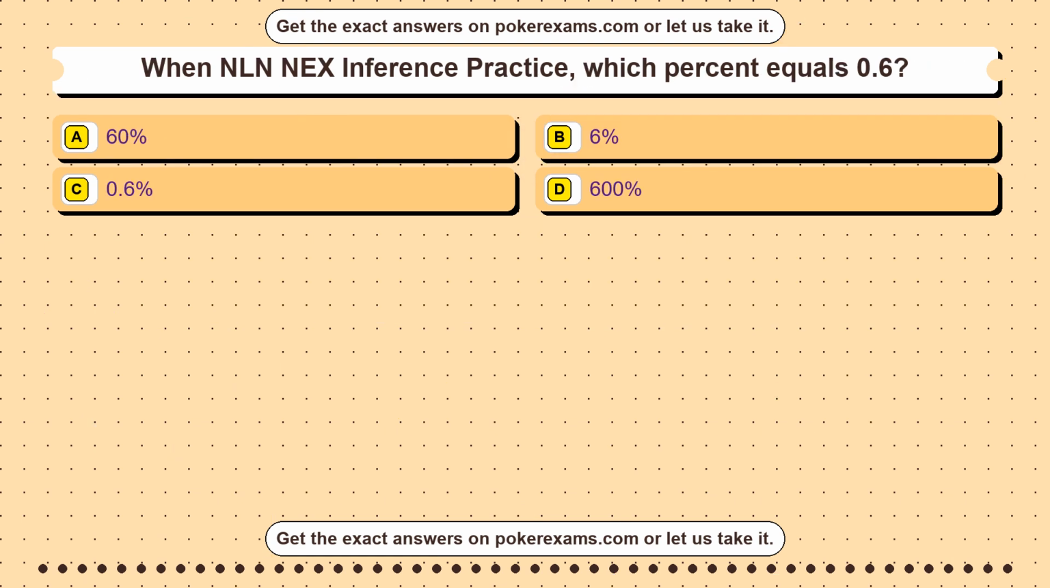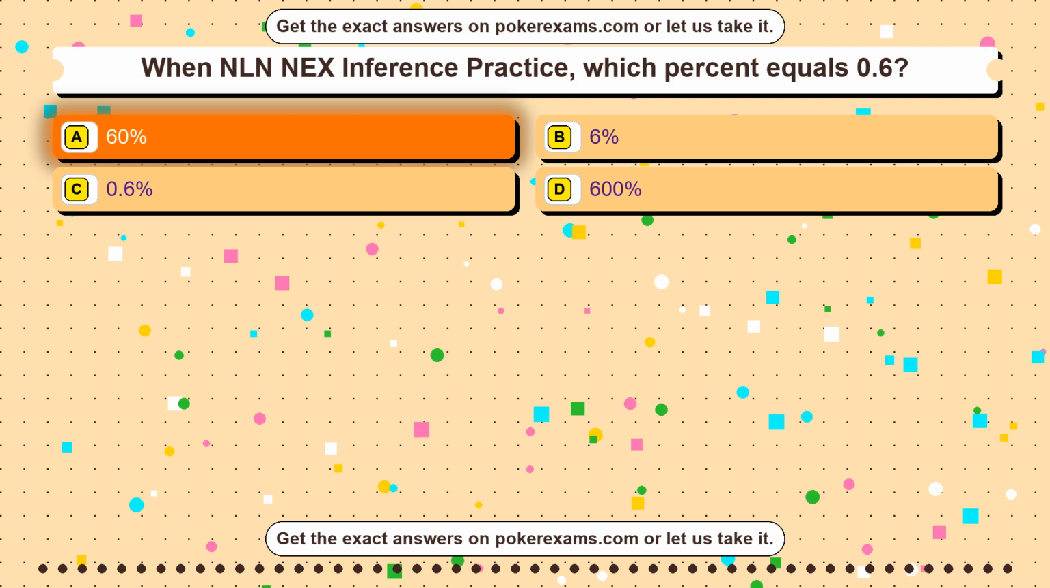Question 9. When NLN NEX Inference Practice, which percent equals 0.6? Option A 60%. Option B 6%. Option C 0.6%. Option D 600%. The correct answer is option A.